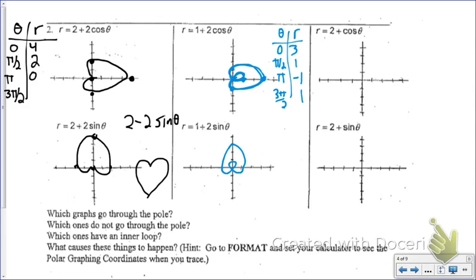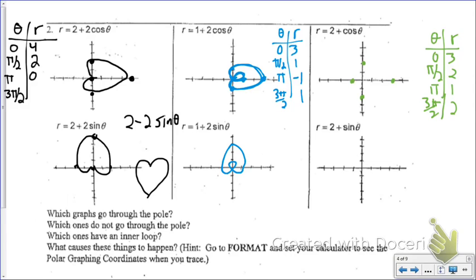Alright, then the last one we're going to look at, again, we're going to plot some points first. So I'm going to plot my thetas and r's and pick those same thetas I've been picking. If I plug in 0, cosine of 0 is 1 plus 2 is 3. Cosine of pi over 2 is 0 plus 2 is 2. The cosine of pi is negative 1 plus 2 is 1. And then the cosine of 3 pi over 2 is 0 plus 2.